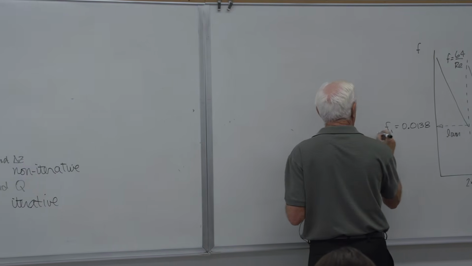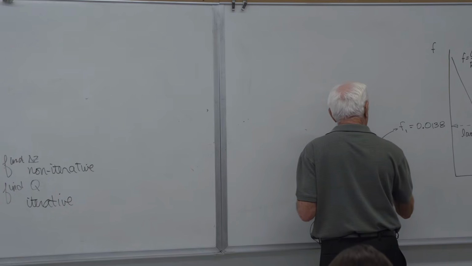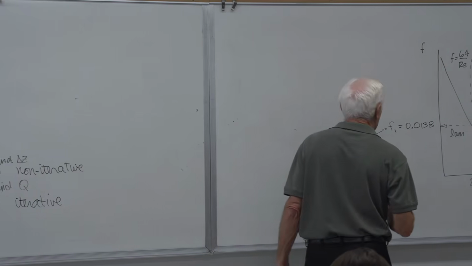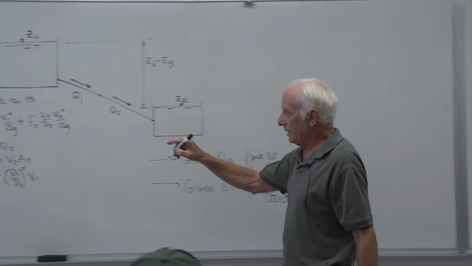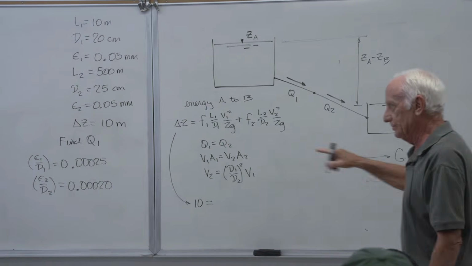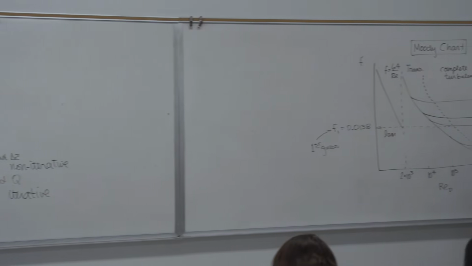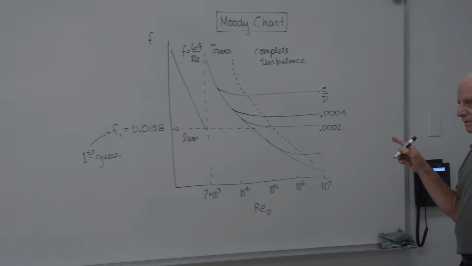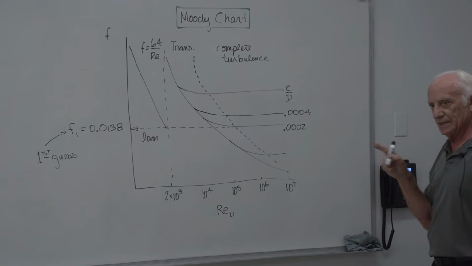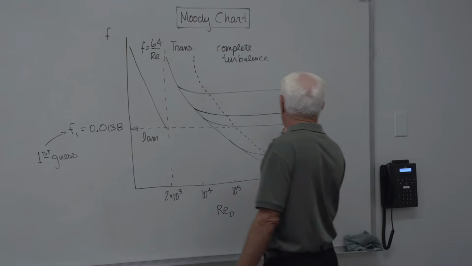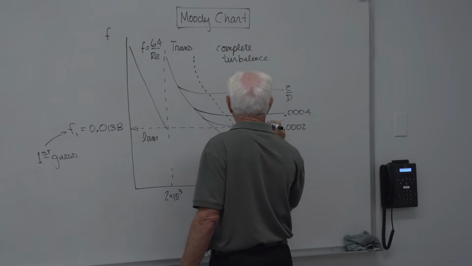F1 equals this, first guess. Got it. Relative roughness, 0.00025: three zeros, 25. I don't see a line here labeled 3 zeros and 25. Okay, take a pencil and sketch your own line in. I think it's right there. Okay, so now I draw this line in here.